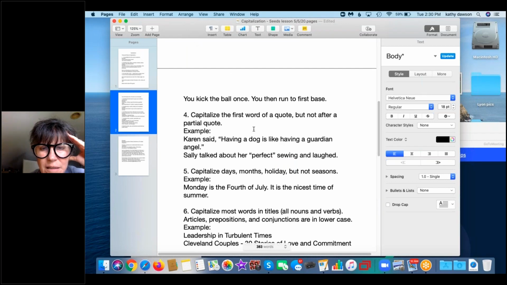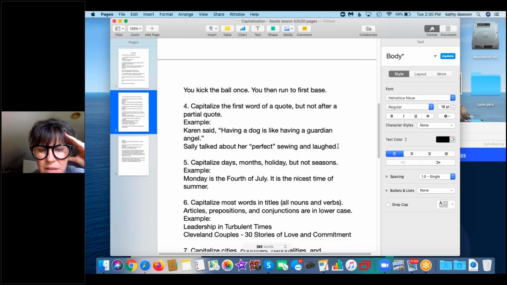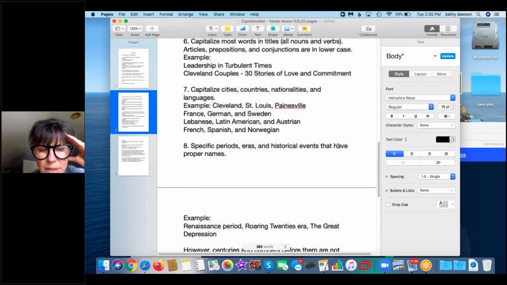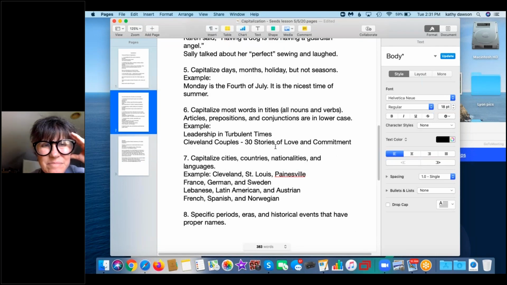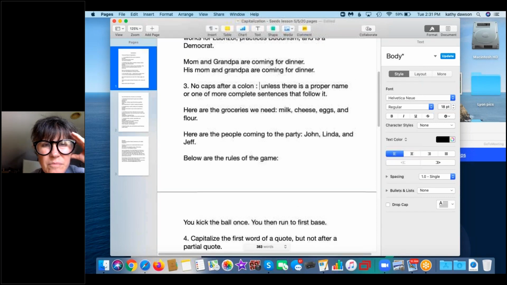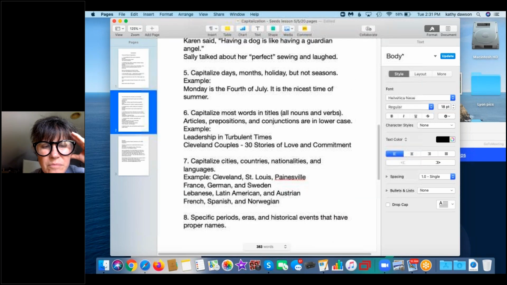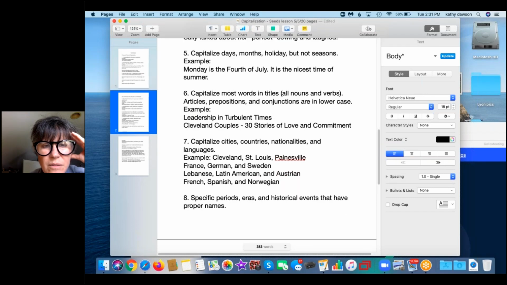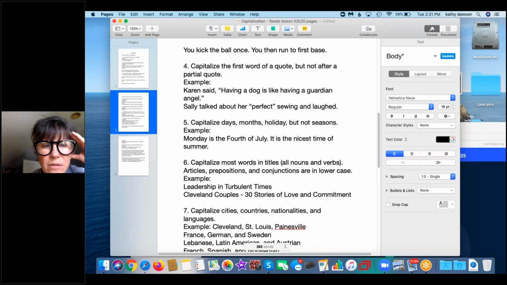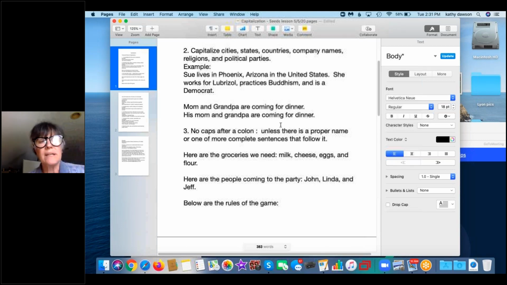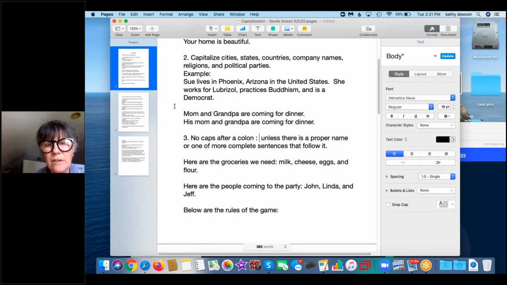Where was that? This is after the quote. Or wait, there was one about Jerry. I think it was when we were trying to make the capitalization. If it was a direct message, should you capitalize the word, because it was the first word in the sentence, and we had to capitalize mom. But if it was his mom, oh, here we go. Yeah, right here. So this is the most confusing thing for everybody.